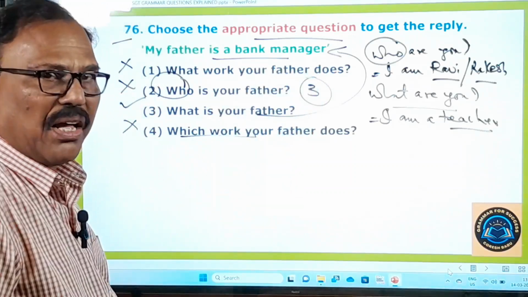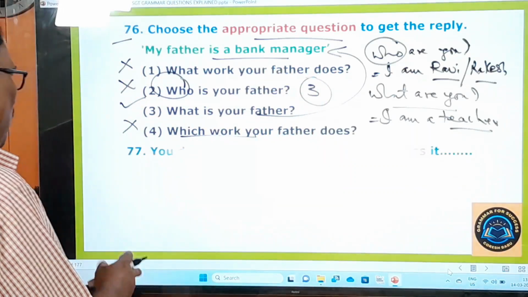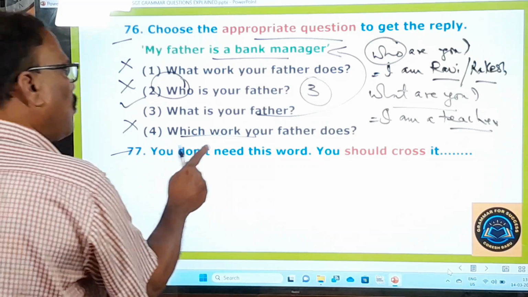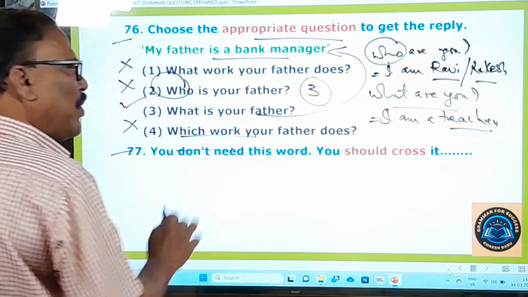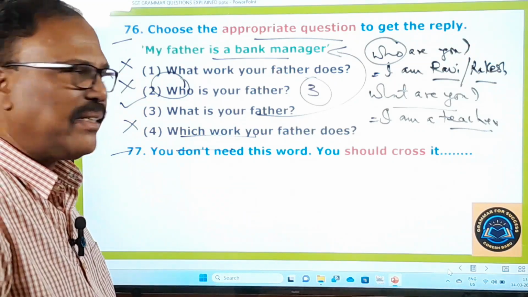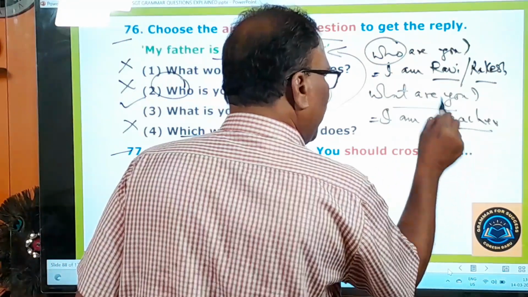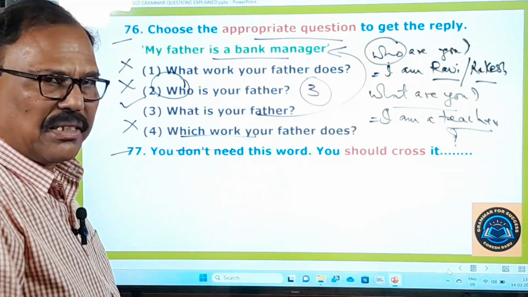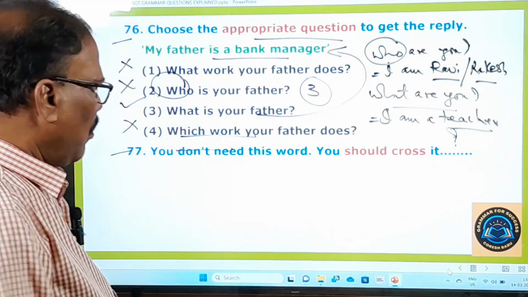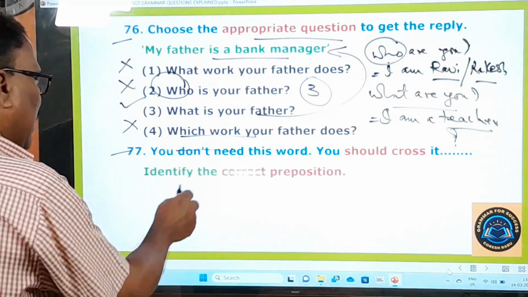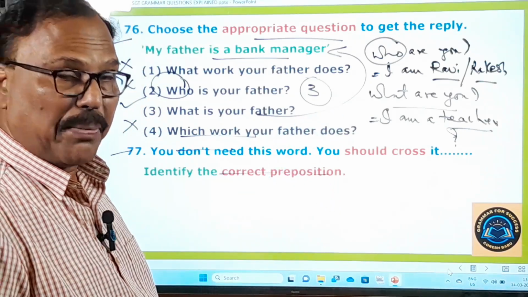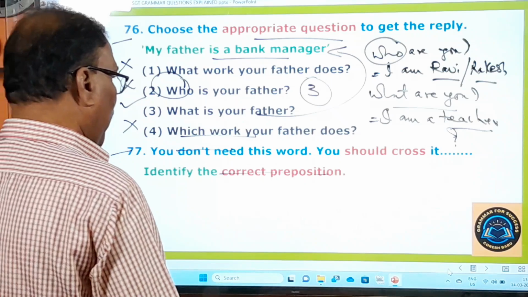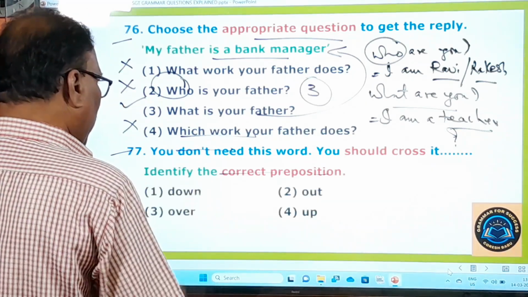And now let's move on to the next question. 77th question. You don't need this word, you should cross it. Whenever you don't need any word, you should cross it. Here a dash is given. What to use in that dash or in that blank? Okay, let us look at the options. Identify the correct preposition. He's asking you to fill in the blank with a suitable, correct, appropriate preposition. What are the options given?